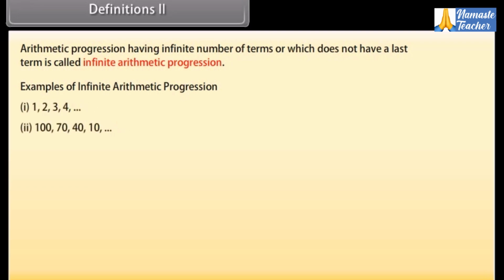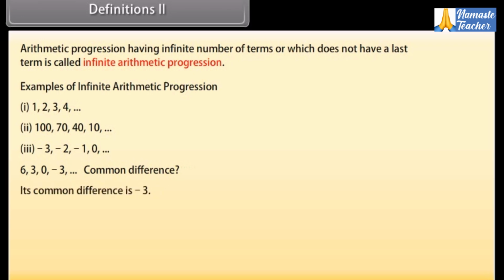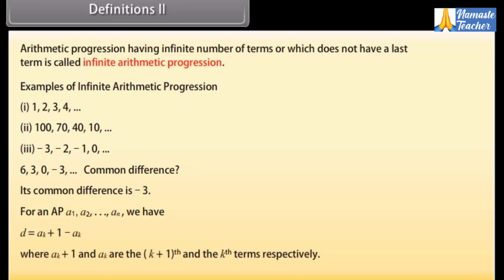Look at this sequence now. Can you tell its common difference? Yes, you're right. Its common difference is -3. In general, for an AP, A1, A2, and so on till AN, we have D as A(k+1) minus A(k), where A(k+1) and A(k) are the (k+1)th and the kth terms respectively.